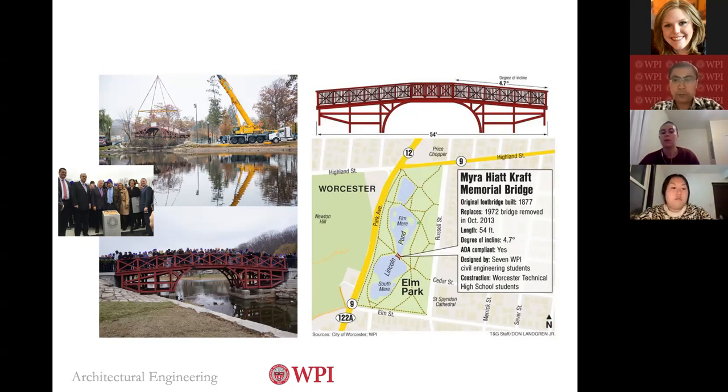And one team designed a bridge. It is a bridge in Elm Park. I think this is just 1 mile or less than 1 mile away from the WPI campus. They analyzed the structural system of the bridge and also built it, and it's there. If you have a chance to go to Elm Park, you can see this bridge.